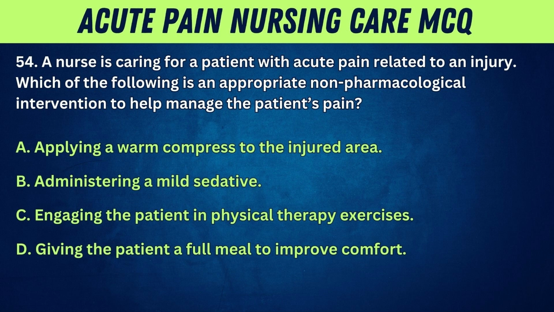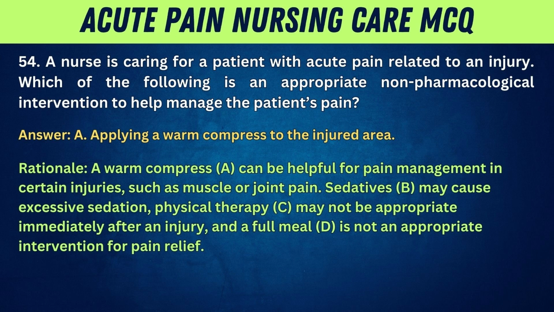54. A nurse is caring for a patient with acute pain related to an injury. Which of the following is an appropriate non-pharmacological intervention to help manage the patient's pain? A. Applying a warm compress to the injured area. B. Administering a mild sedative. C. Engaging the patient in physical therapy exercises. D. Giving the patient a full meal to improve comfort. Answer: A. Applying a warm compress to the injured area.